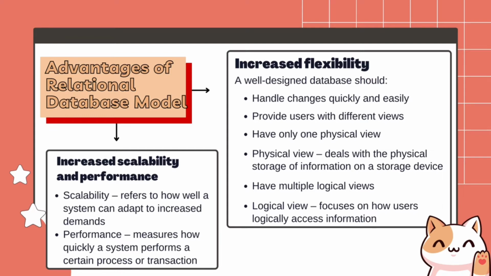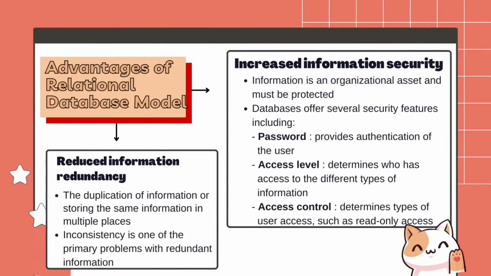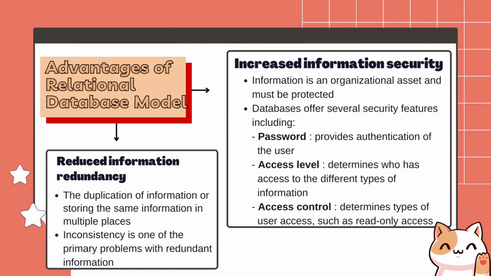A database must scale to meet increased demand while maintaining acceptable performance levels, where scalability refers to how well a system can adapt to increased demands, and performance measures how quickly a system performs a certain process or transaction. Third, it reduces information redundancy. Redundancy refers to the duplication of information or storing the same information in multiple places. Inconsistency is one of the primary problems with redundant information.